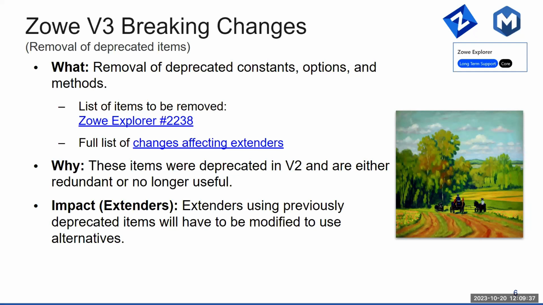So the same goes for extenders. If they are previously using any deprecated methods, they might want to take a look at the alternatives that we have already provided in either the Zowe Explorer APIs and throughout the code base, right? If you want to see a full list of changes affecting extenders, we left a hyperlink here.